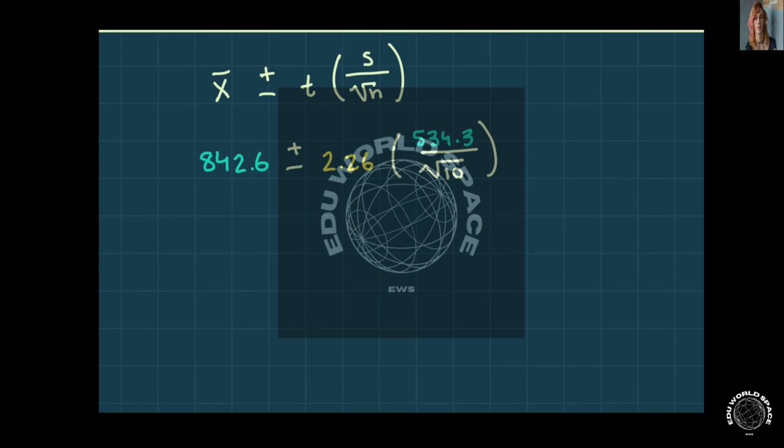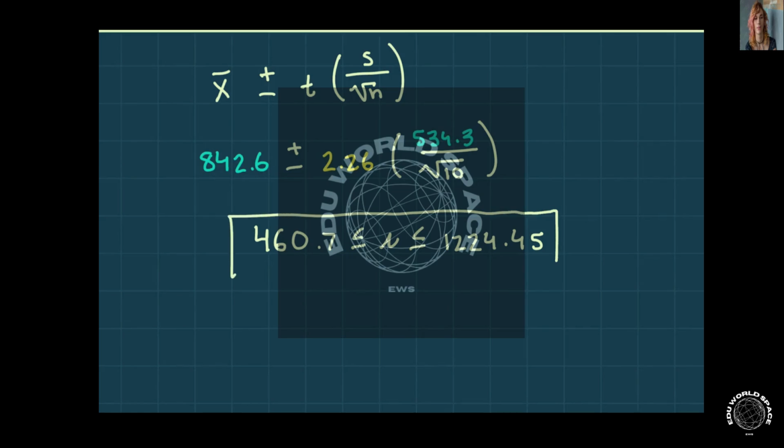So hopefully you're almost there. If not, feel free to pause as needed. But your answer should be 460.7 less than or equal to mu less than or equal to 1224.45. So this is our final answer right here.